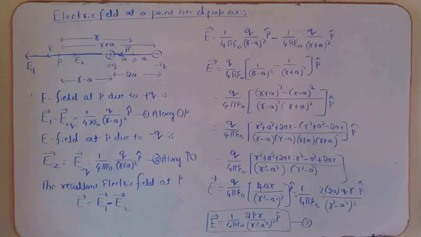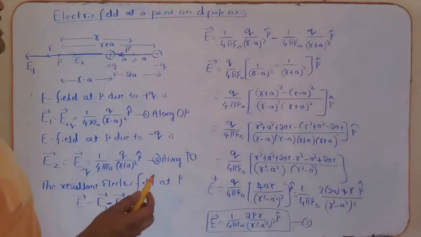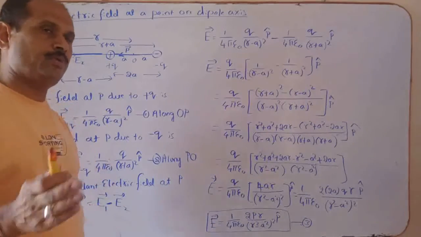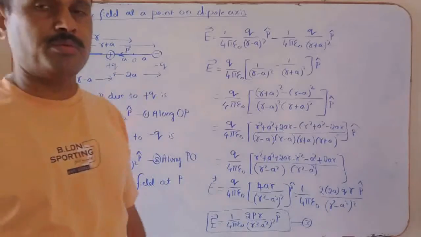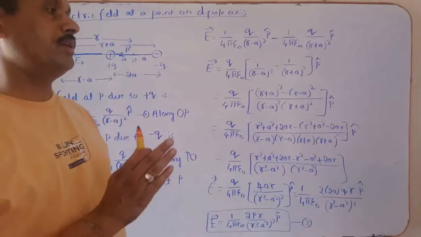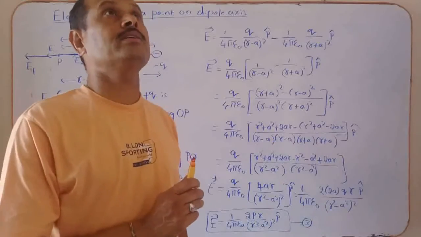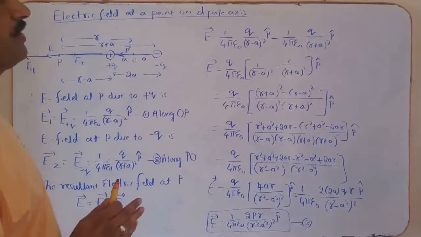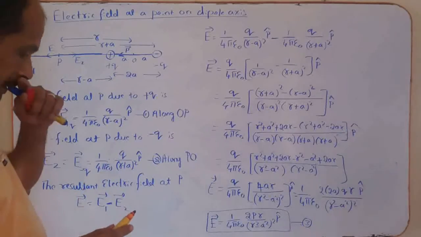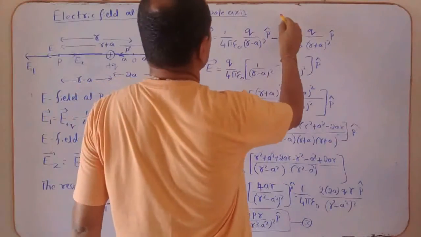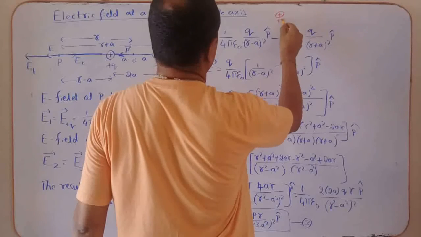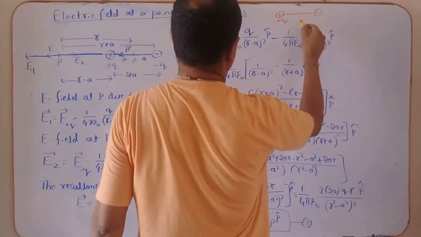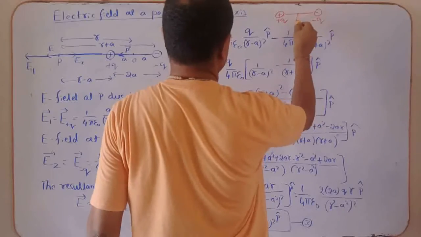Now in the previous class, in the previous video clip, you learned the meaning of electric dipole, the dipole axis, the dipole moment, the direction of the dipole moment, the SI unit of dipole moment, and the expression for the dipole moment. Here plus Q and minus Q are the two charges of the dipole. This is the center of the dipole.